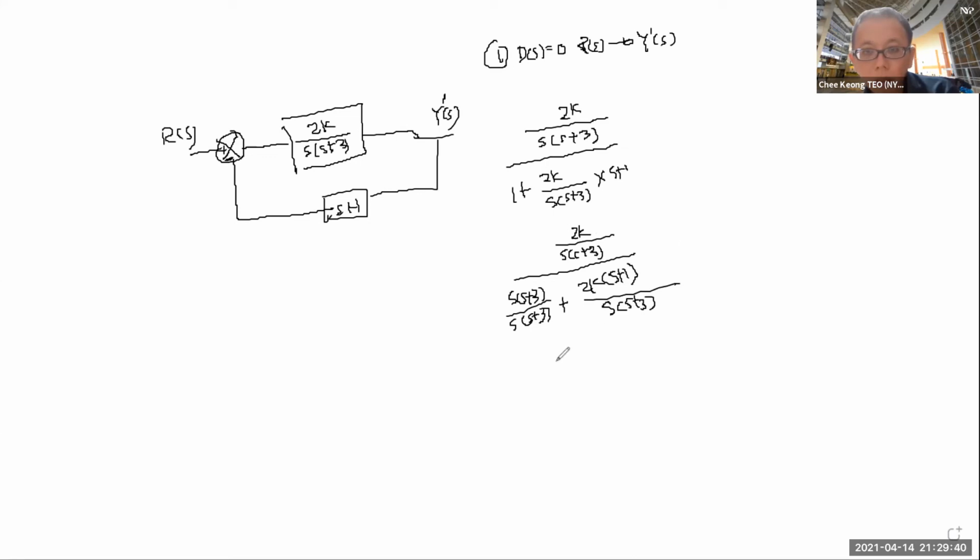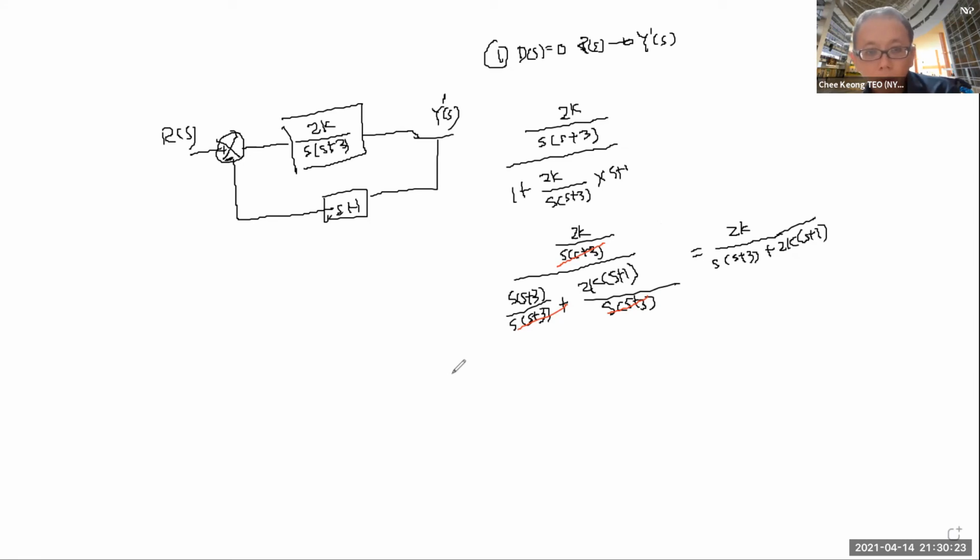So the next step is you can rightfully just cancel out all the denominators here. Let's say I do a cancelling of all the denominators, and then what I can do is just write out all the numerators. The numerator will be 2k for the top, because there is no more denominator. Then this one will be s plus 3 plus 2k times s plus 1. So basically, that is your expression.